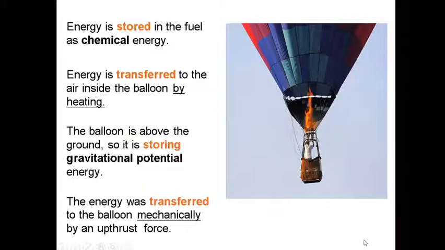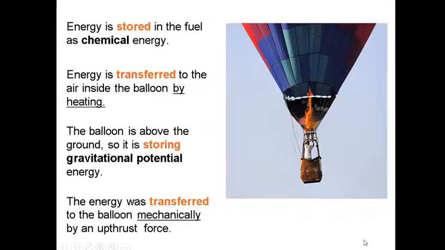For the hot air balloon, it starts off with a chemical energy store in the fuel. So we've got a fuel being burnt here. When the fuel is burnt, it starts off as a chemical store, then it gets ignited and it starts to transfer energy by heating and by radiation as well, but the useful energy transfer here is by heating.